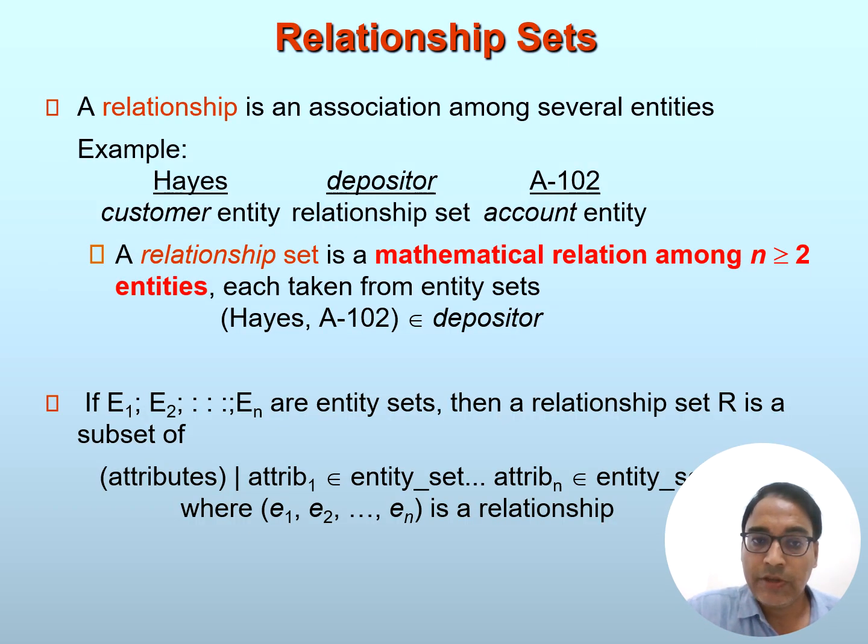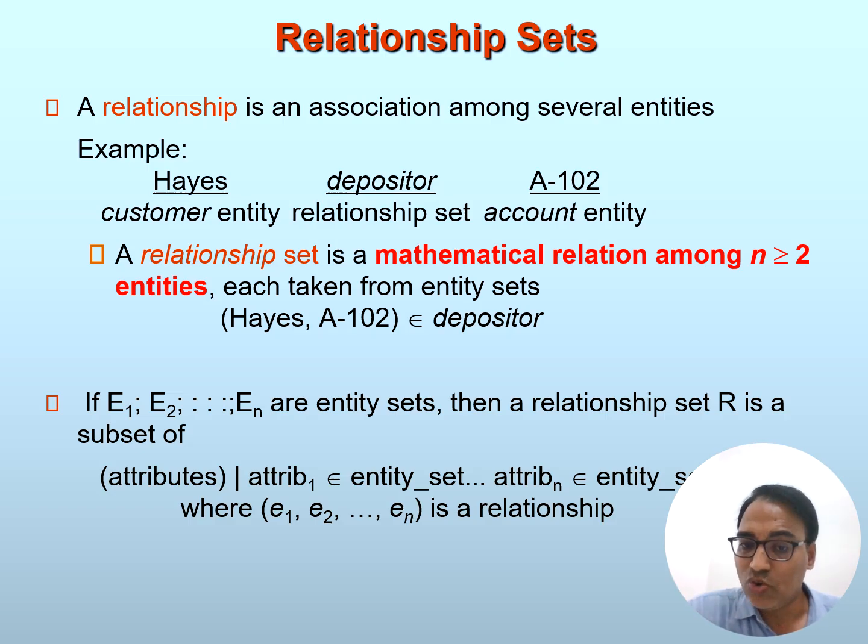Alright. So like that we are putting the relationship sets. So relationship is an association between several entities. For example, the customer entity has the depositor. This becomes a relationship set. A customer can be a depositor in a bank, and the account entity, it has the account entity as well.